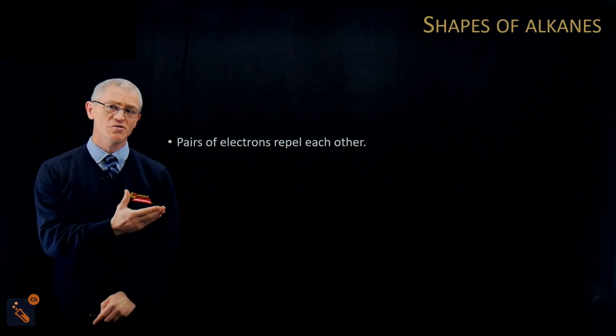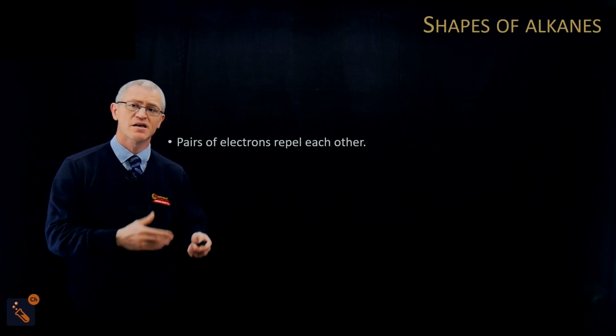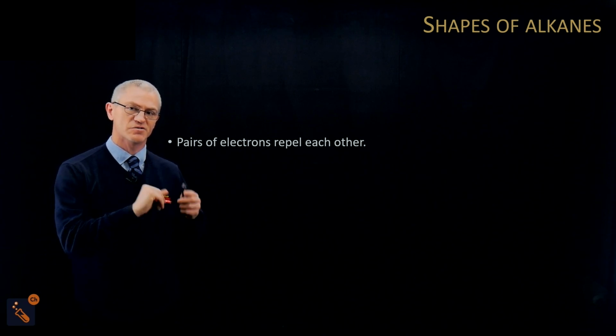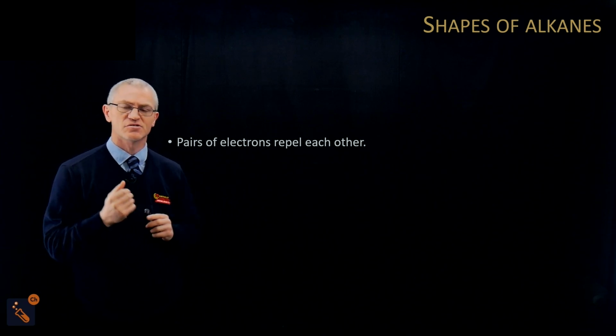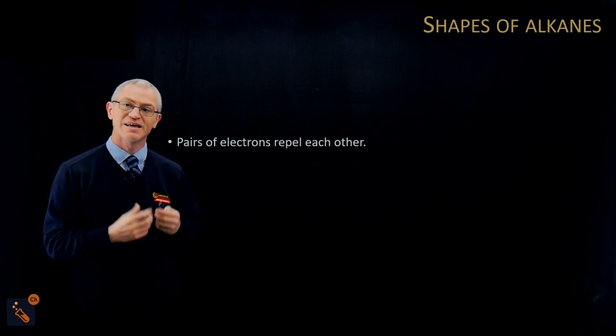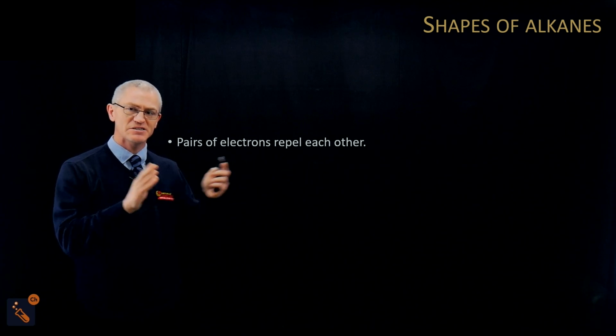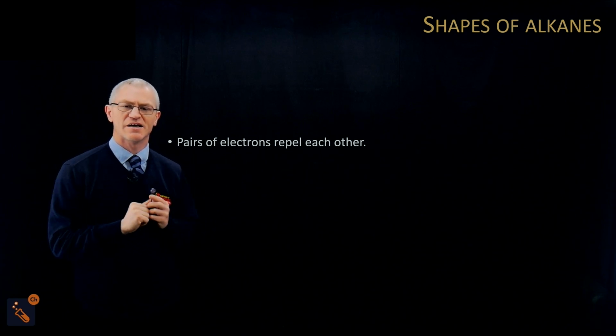Next is the shape of alkanes. So you know, hopefully, because you've done bond angles, and if you haven't, there's a bond angle video that you can watch, and please go back and do that. Pairs of electrons repel each other. That's called valence shell electron pair repulsion theory, or electron pair repulsion theory. Basically they repel each other so they're as far apart as possible.